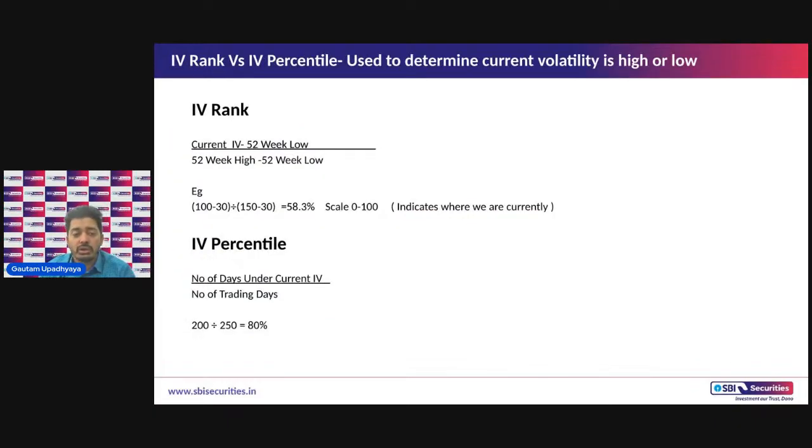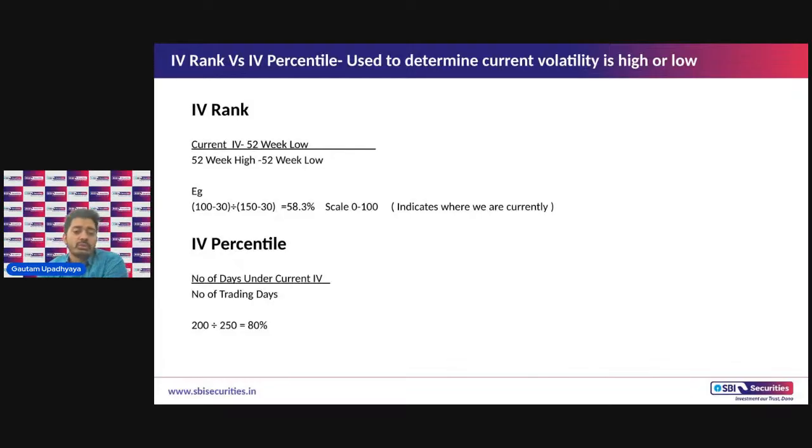These are two methods जो हमने लास्ट टाइम भी डिस्कस किए थे to determine the IV of the market, to determine whether the current IV is on the higher side or the lower side. One is IV rank and the other is IV percentile. So IV rank is basically taking this particular formula, that is the current IV minus the 52-week low divided by the 52-week high minus the 52-week low. So based on this particular formula, you come to know whether the IVs at any particular point of time is on the higher side or the lower side.